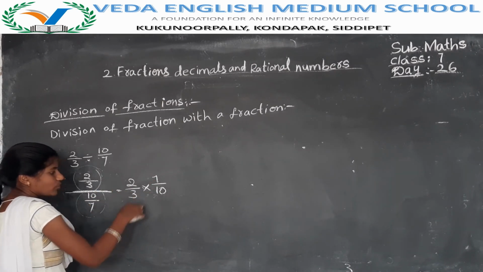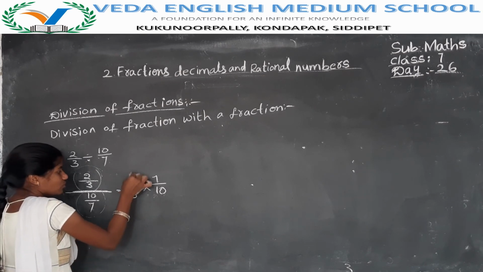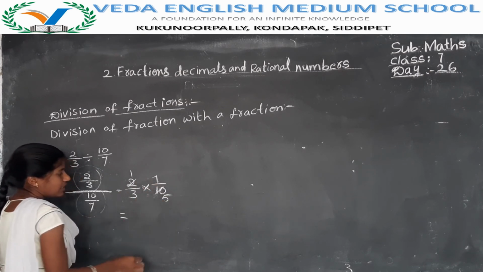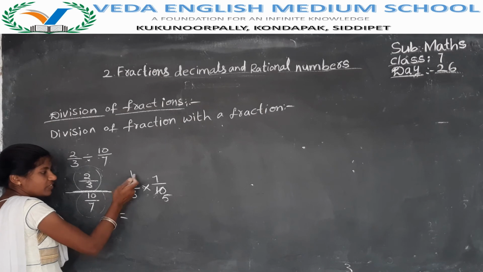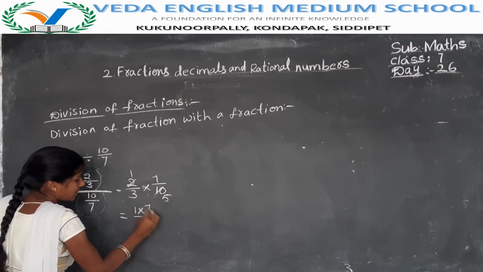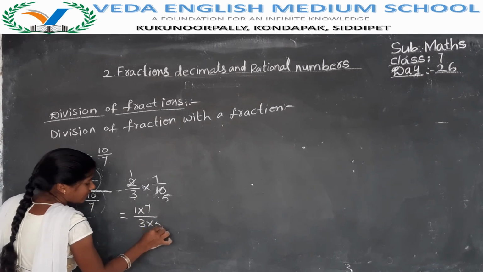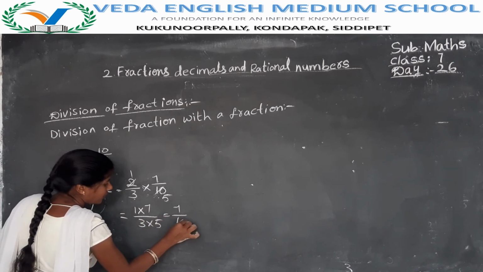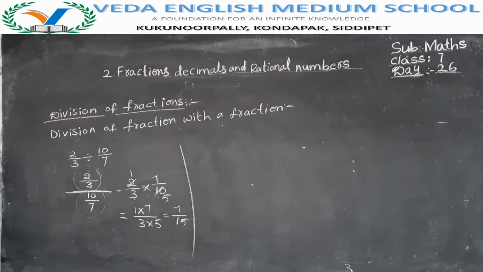Is there any possibility to cut? Yes, there is a possibility: 2 ones are 2, 2 fives are 10. Any more possibility? No. Then if there is no possibility, multiply the numerators, 1 into 7, and the denominators, 3 into 5. 1 sevens are 7, 3 fives are 15. So the answer of 2 by 3 divided by 10 by 7 is 7 by 15.